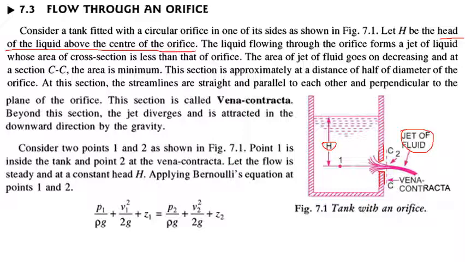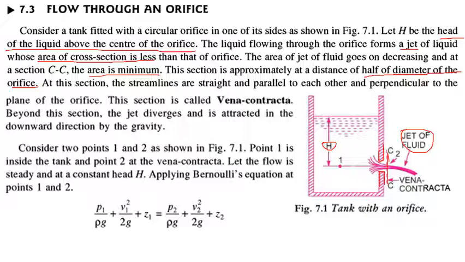Area of the jet of fluid goes on decreasing, and at a section CC, the area is the minimum. This section is approximately at a distance of half of diameter of the orifice. Okay, so the jet is the liquid flowing and its area of cross section is lesser, and at section CC is shown here. This is section CC. At section CC, the area is the least or the minimum, and this section is at a distance of half the diameter of the orifice.